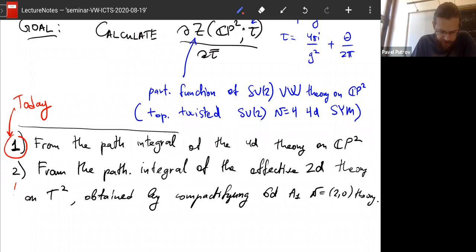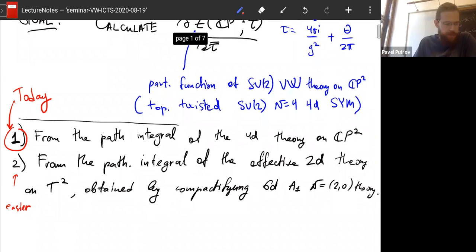But in a sense, the second method is a bit easier, because it's easier to study the path integral of a two-dimensional theory than the path integral of a four-dimensional one. It's easier, but it's also a bit less direct. But in many ways, these computations go in parallel.